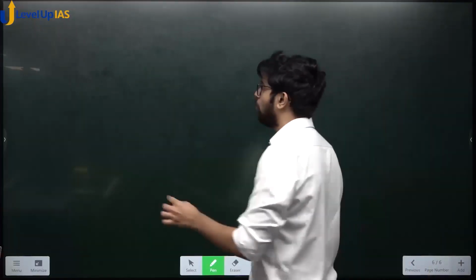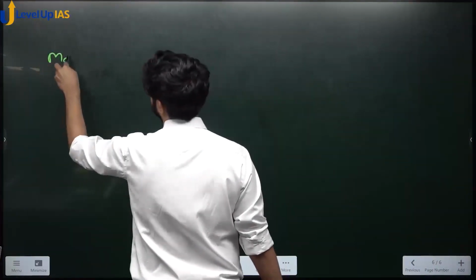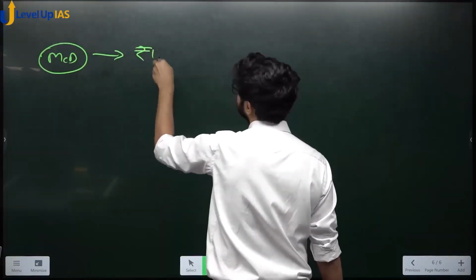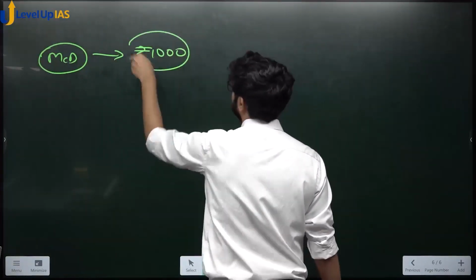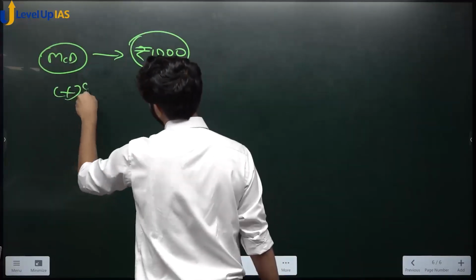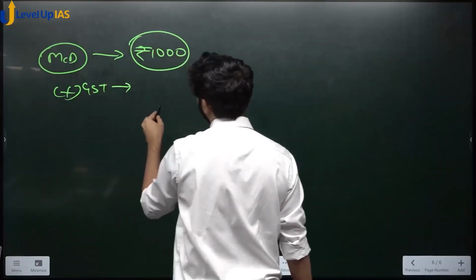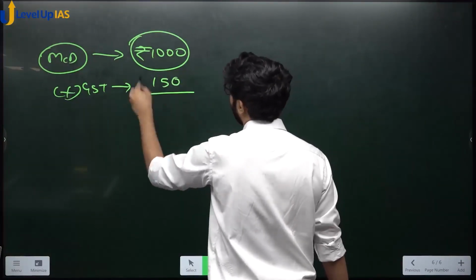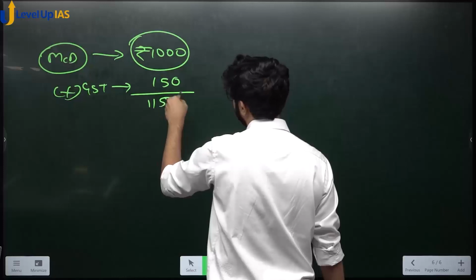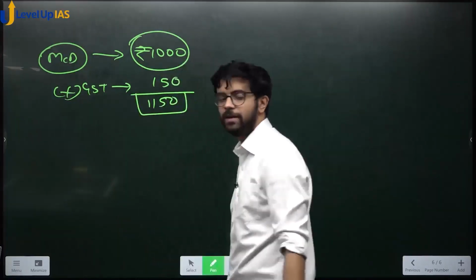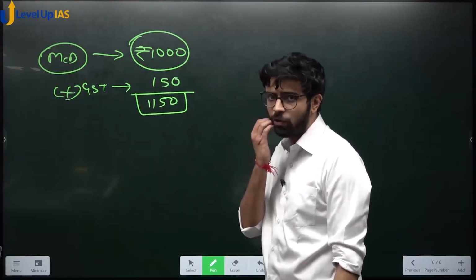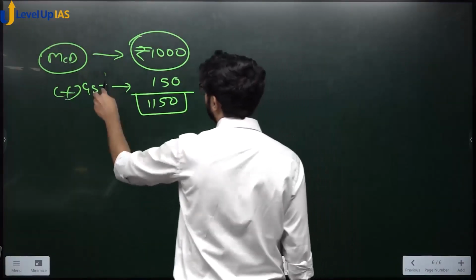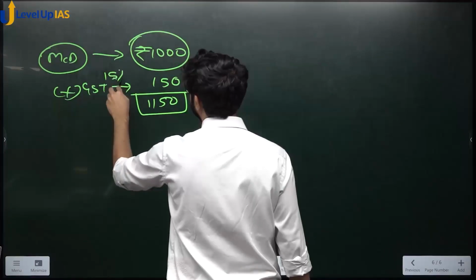Now tell me, you go to McDonald's. You eat with your family worth rupees 1,000. A 1,000 bill comes. On that GST is applied. On a 1,000 rupees bill GST would be applied. Let's say GST applied is 150 rupees. Okay, how much will they charge from you? 1,150 rupees. You will shell out 1,150 rupees. Is it okay? Yes. How much is GST percentage? 15%. No?